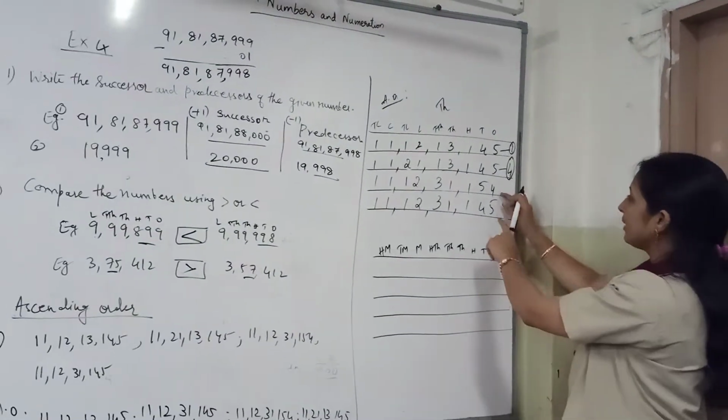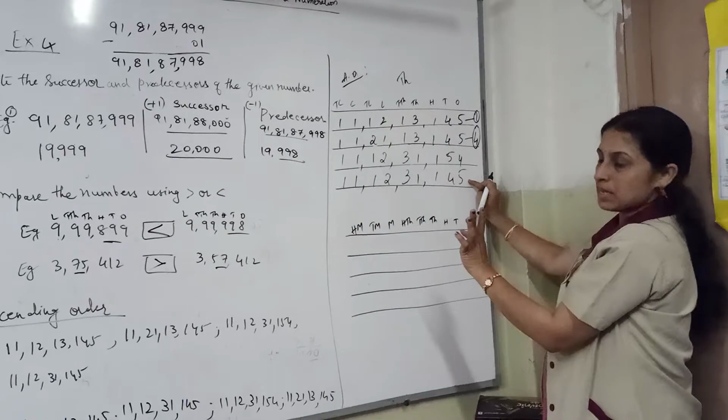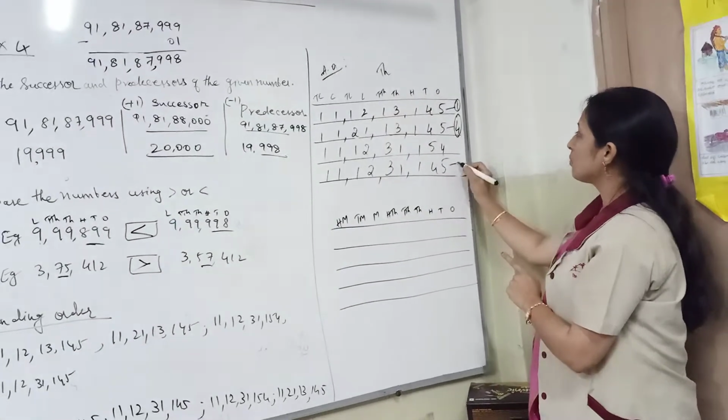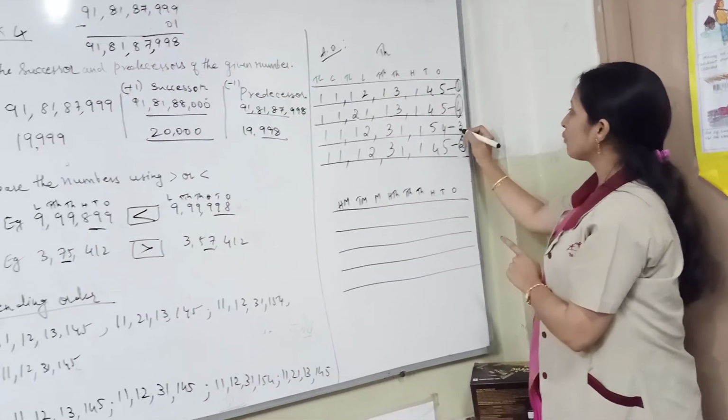Right? Now check these two numbers. 2 and 3 are missing now. Which is the smallest? This is the smallest. So this will be numbered as 2 and this will be numbered as 3.